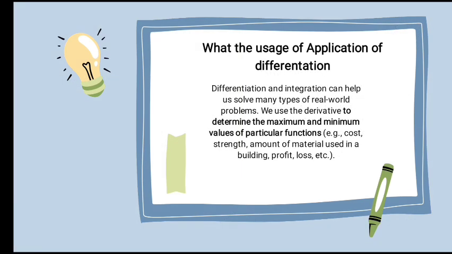Now, what is the usage of application of differentiation? Differentiation and integration can help us solve many types of real-world problems. We use the derivative to determine the maximum and minimum value of a particular function. Example, cost, strength, amount of material used in a building, profit and loss.